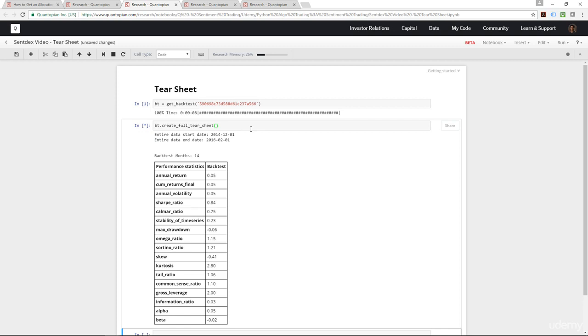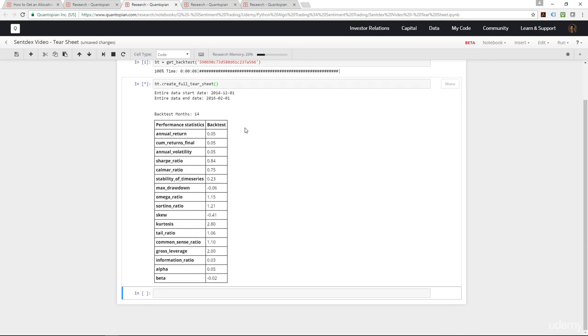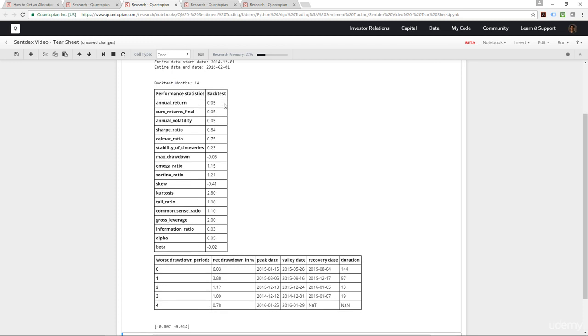This is a built-in function in Quantopian. It's called PyFolio. And let's look at this period that we actually ran our backtest from, December 2014 until February 2016. So the annual return is not very high, although you can actually apply leverage to increase it.